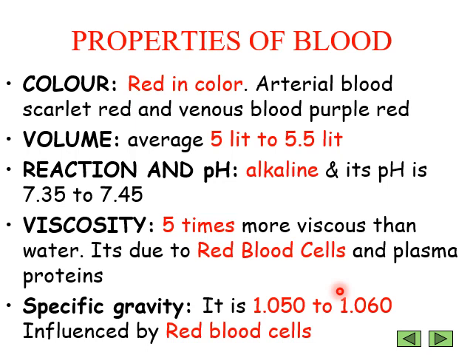Now, why is the blood denser? Again, it is due to the presence of a large number of RBCs. So, due to the presence of RBCs, the specific gravity has increased in the blood. Any condition which leads to an increase in the red blood cells in the blood, the specific gravity will be more. And if the number of red blood cells is decreased, the specific gravity will be less.